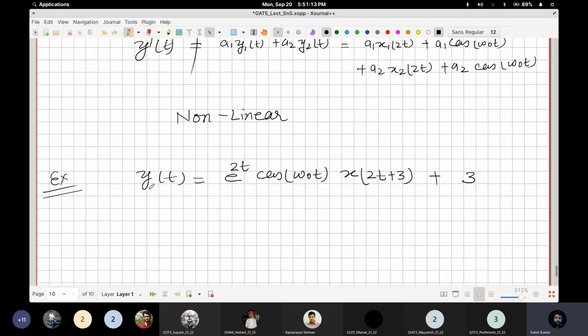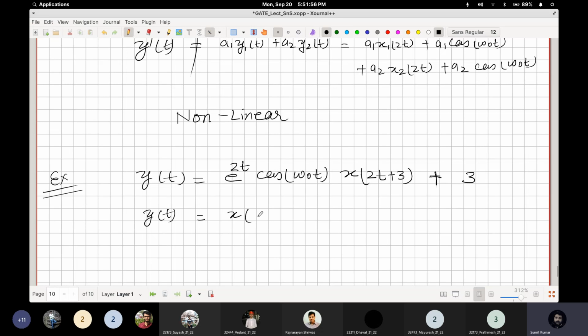Why? Again, you see, you break this. y of t is equal to x of 2t plus 3 will be linear. If you multiply with e to the power 2t cos omega naught t, which is a known function of time, so multiplying by this is not going to make the system non-linear. But when you add something, add a constant or add a function of time, then it will become non-linear. Is this clear? So you will be seeing very complicated kind of things, but you will have to break that down and you will easily see the patterns of whether it's going to be linear or non-linear, isn't it?